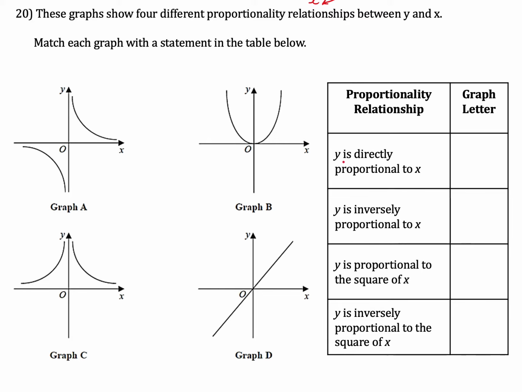Okay, so y is directly proportional to x. Well, if y is directly proportional to x, then y is equal to something times x. And if you think about any graph where you've got y equals like 3x or y equals 2x, whatever, they make straight line graphs, and varying this constant here just varies the steepness, but they're always a straight line graph, so that matches graph D.